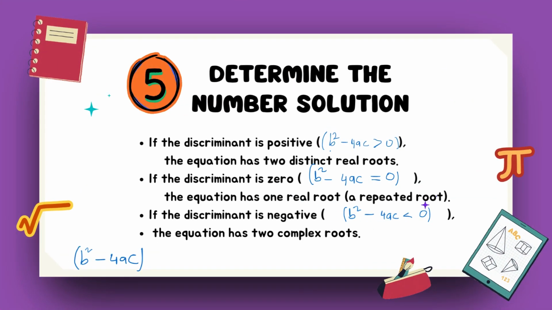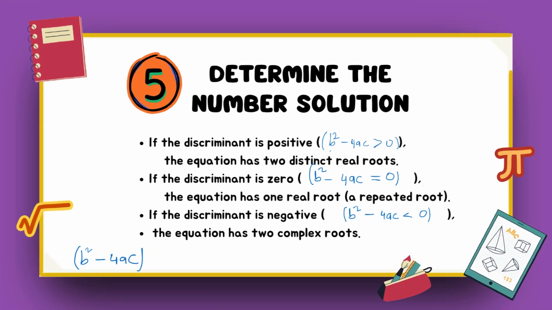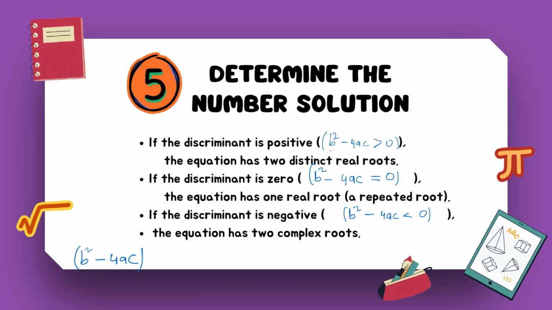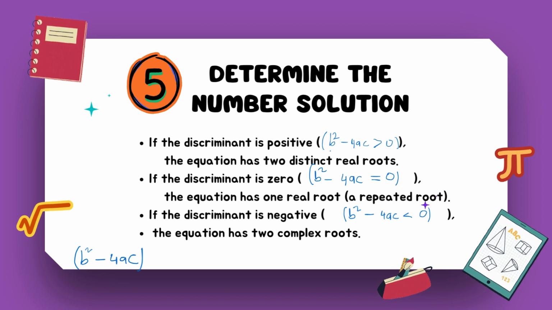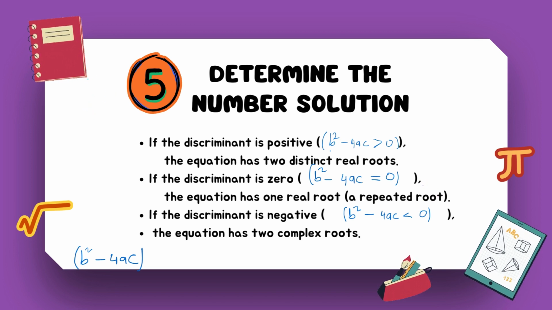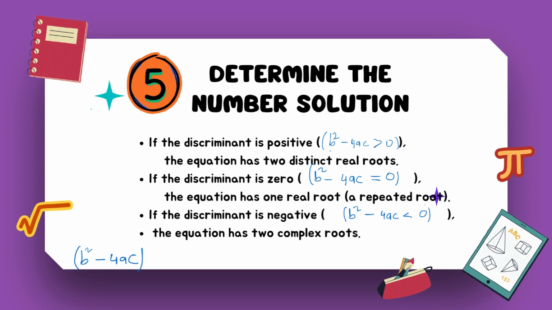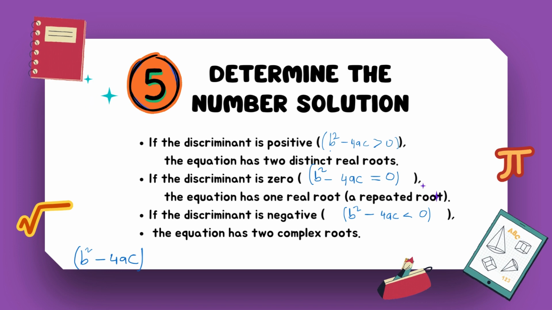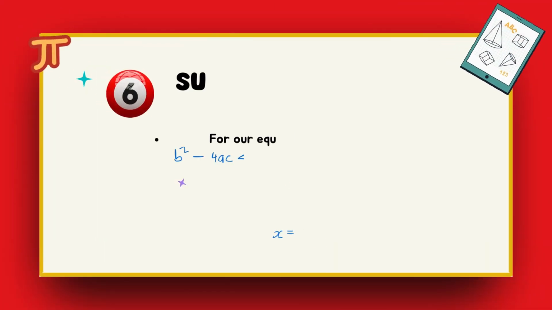Step 5. Determine the number of solutions. If the discriminant is positive, b squared minus 4 times a times c is greater than 0, the equation has 2 distinct real roots. If the discriminant is 0, b squared minus 4 times a times c equals 0, the equation has 1 real root, a repeated root. If the discriminant is negative, b squared minus 4 times a times c is less than 0, the equation has 2 complex roots.